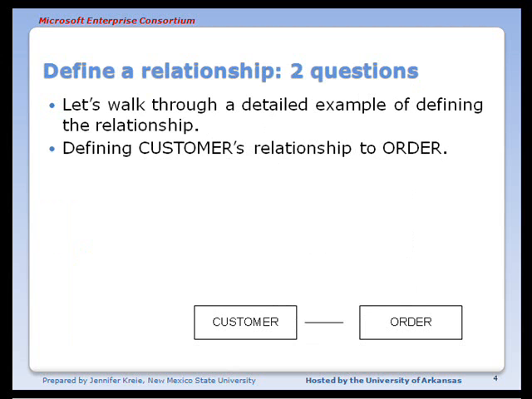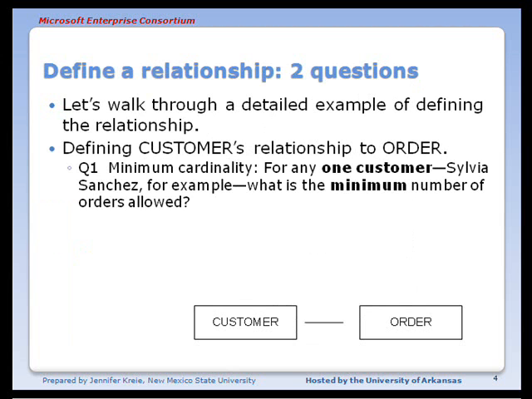In defining the customer's relationship to order, the first question: for any one customer, just pick one as an example, make something up. Sylvia Sanchez, for example, what is the minimum number of orders allowed? And the minimum number of orders allowed in this case we'll say is 0. That means that we may have data about Sylvia Sanchez as a customer before we ever actually have an order from her. So we can have a customer Sylvia Sanchez and not have any orders for her.